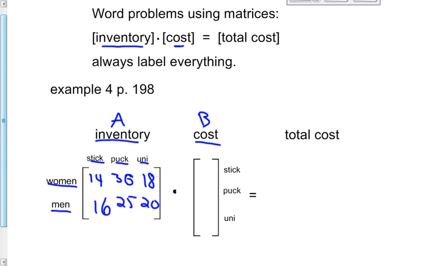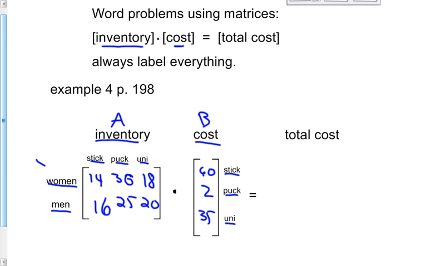There's my inventory matrix. Now I go to the cost matrix. In the particular word problem, it said that each stick costs $60. So I'm going to make my cost matrix going up and down, and again label them. Do them in the same order that you did the inventory matrix. Sticks come first, then pucks, then uniforms. The cost for each stick is $60. The cost for each puck is $2, and the cost for each uniform is $35.